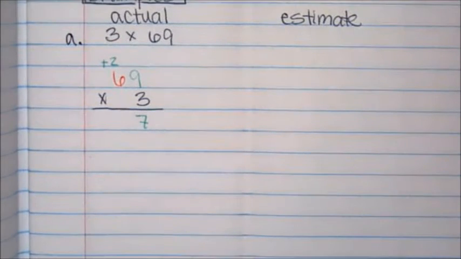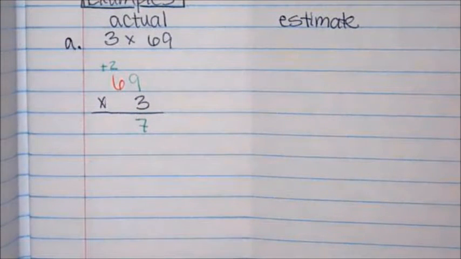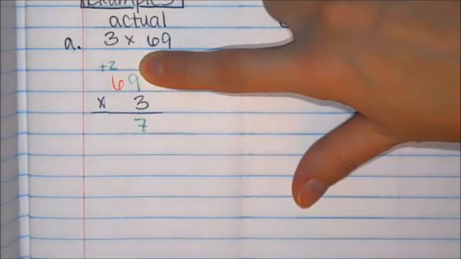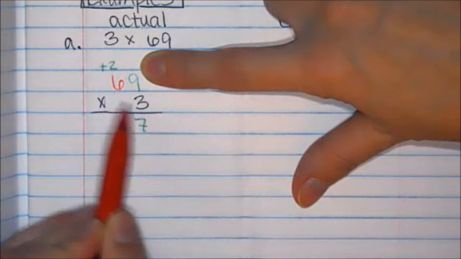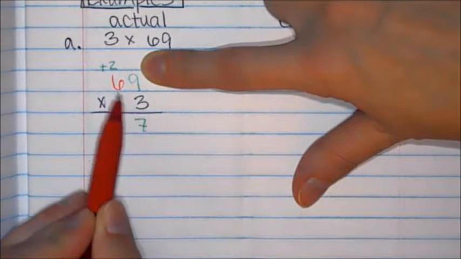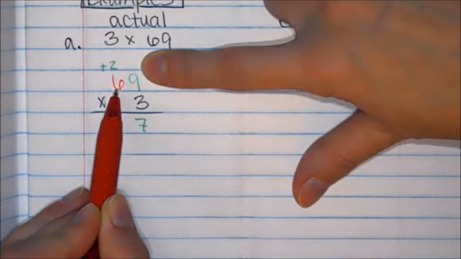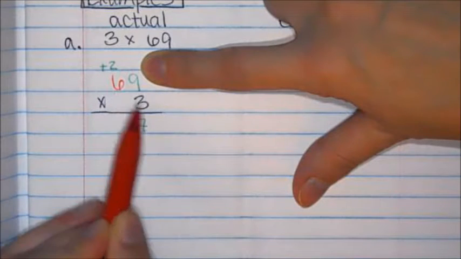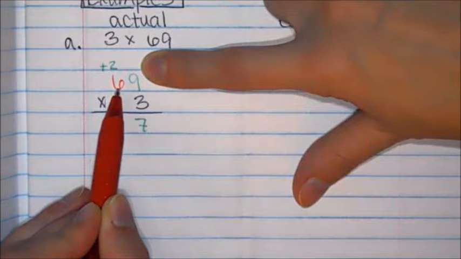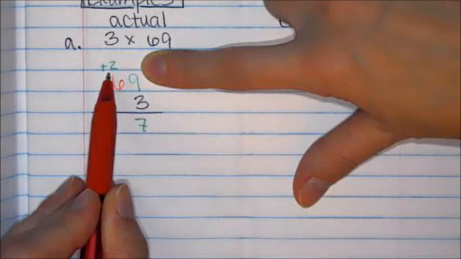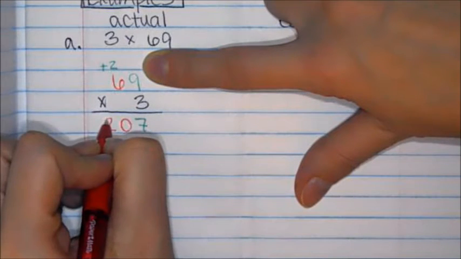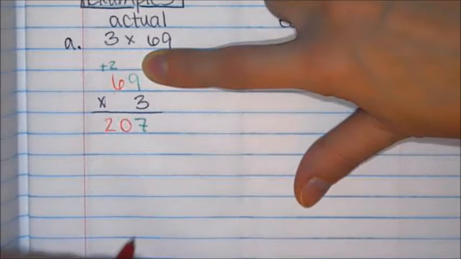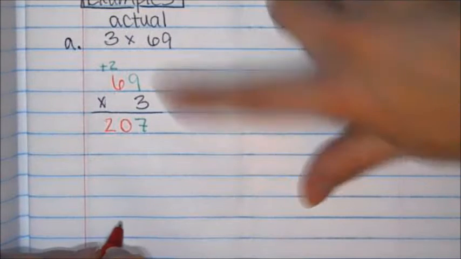So I regroup the 2 tens into the tens place. Then I would do 3 times 6 as the basic math fact, but it's really 3 times 60. So 3 times 6 is 18, which is 180. So 3 times 60 is 180, plus 2 tens is 20. So 180 plus 20 is 200. So 2 in the hundreds place. So my real answer would be 207.